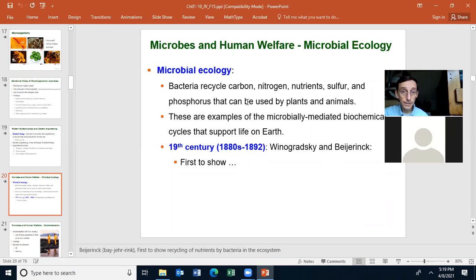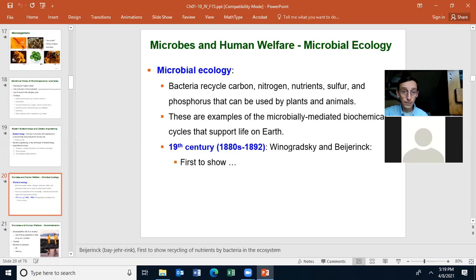And the recycling of carbon, nitrogen, sulfur, and phosphorus in the ecosystem happens by microbial mediated biochemical cycles, and these cycles are needed to support life on Earth. If we didn't have these cycles, the carbon, the nitrogen, the sulfur, and the phosphorus would all accumulate in one form and wouldn't be converted to other forms. And fortunately, the microorganisms recycle those nutrients, supporting life on the planet Earth.